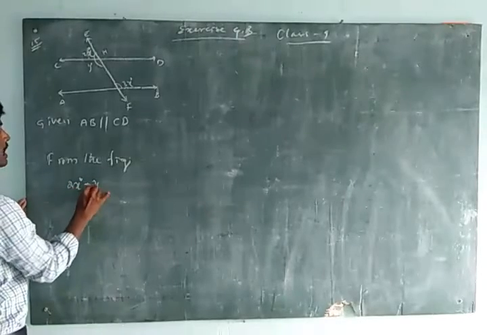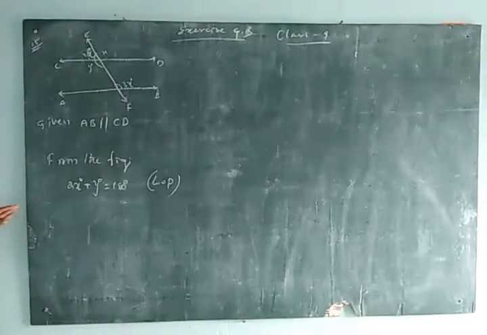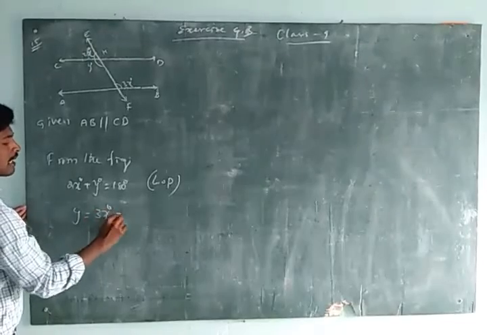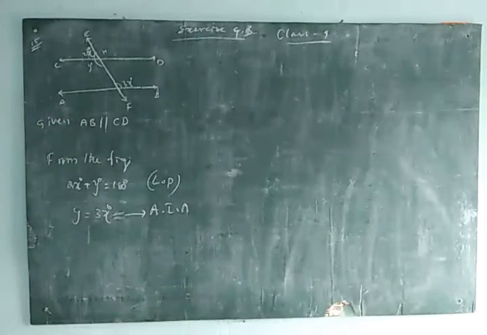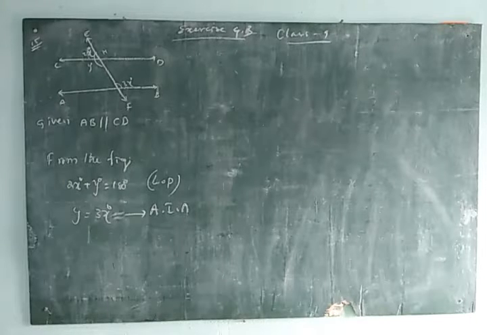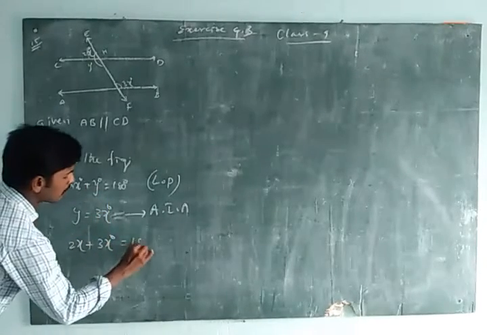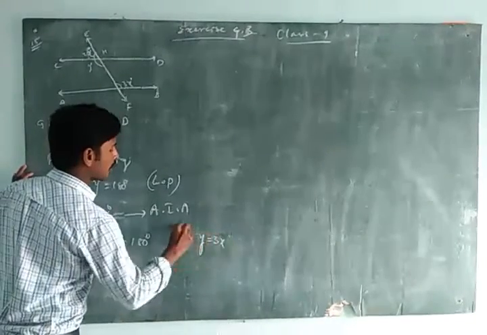2x degrees plus y is equal to 180 degrees since it is a linear pair. And also y is equal to 3x degrees since alternate interior angles are equal. So now substitute the 3x value in y. What do you get? 2x plus 3x, since y means 3x, is equal to 180, since y is equal to 3x already proved.